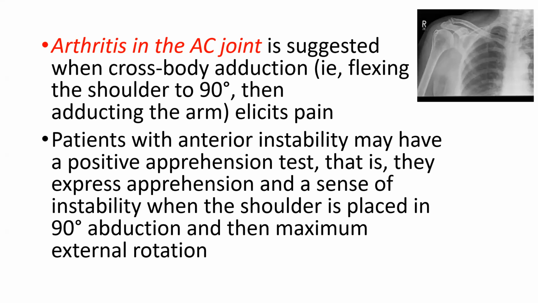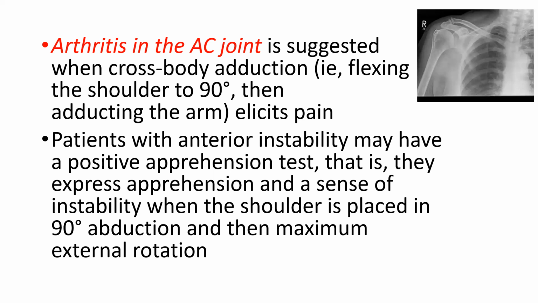Arthritis in the AC joint is suggested when cross-body adduction elicits pain. That is, flexing the shoulder to 90 degrees and then adducting the arm. You see in the photograph that there is arthritis. You want to demonstrate it. You ask the patient to flex 90 degrees, internally rotate, and then adduct. You're bringing the acromion onto the clavicle. It is rubbing, and the patient will have pain.